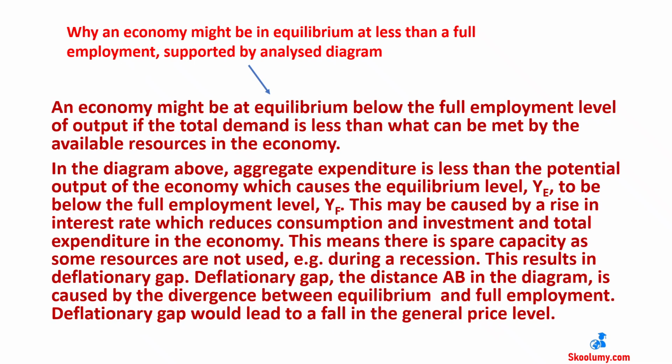An economy might be at equilibrium below the full employment level of output if the total demand is less than what can be met by the available resources in the economy. In the diagram above, aggregate expenditure is less than the potential output of the economy, which causes the equilibrium level, YE, to be below the full employment level, YF. This may be caused by a rise in interest rate, which reduces consumption and investment, and total expenditure in the economy. This means there is spare capacity as some resources are not used, e.g.